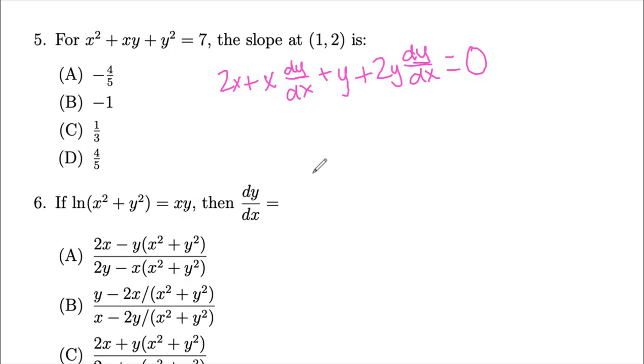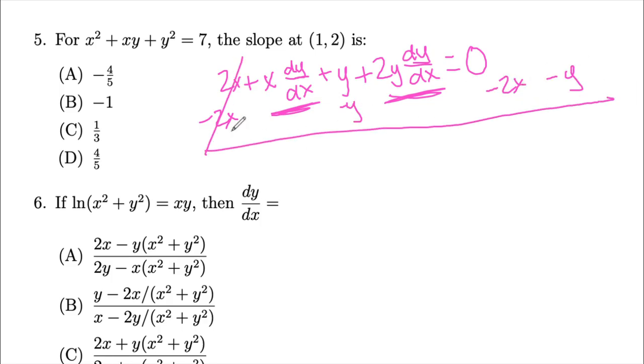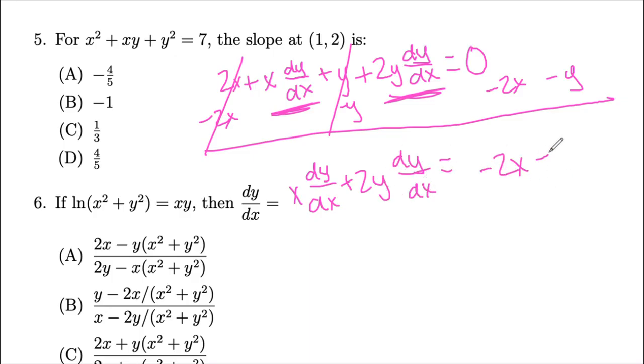Okay, now let's move everything that does not have a dy/dx attached to it over to the right-hand side by subtracting those terms over. So these two terms are going to stay. The other two are going to get subtracted: minus 2x and minus y, and over here, minus 2x and minus y. So on the left side, we still have x dy/dx plus 2y dy/dx equals negative 2x minus y.